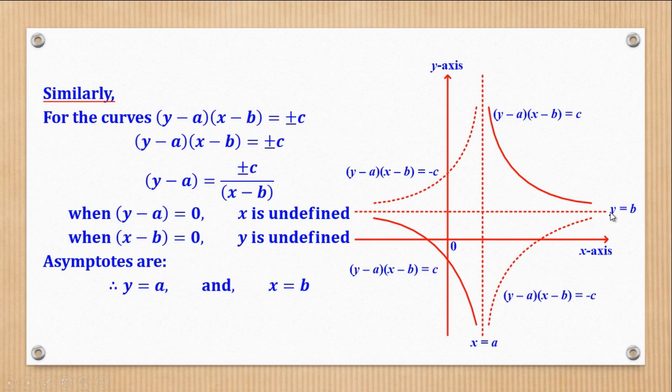After drawing those asymptotes, you remember that for this part, it will be above the horizontal asymptote, and this part will be below the horizontal asymptote, like we saw in the previous case. That is for y minus a, x minus b equal to positive c. But for y minus a, x minus b equal to negative c, this part will be above the horizontal asymptote, and this part will be below the horizontal asymptote. So those will be the shape of the two curves given.